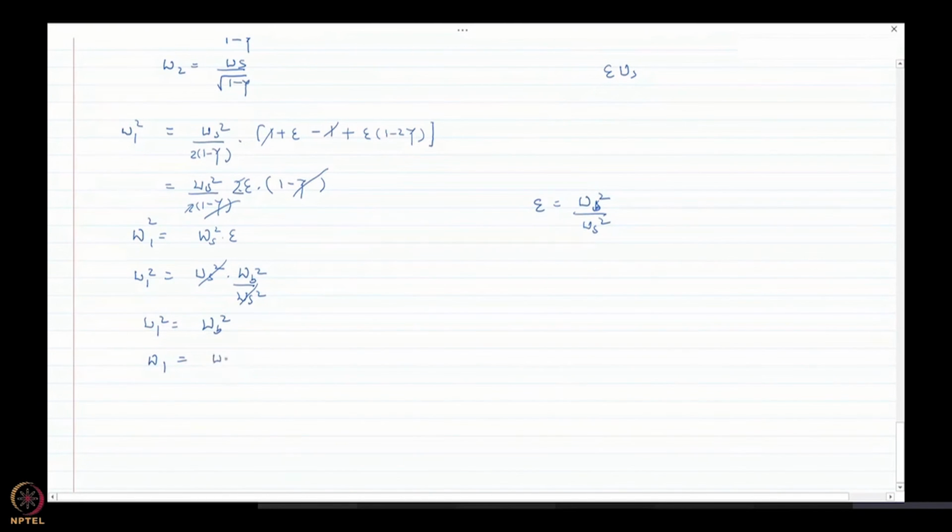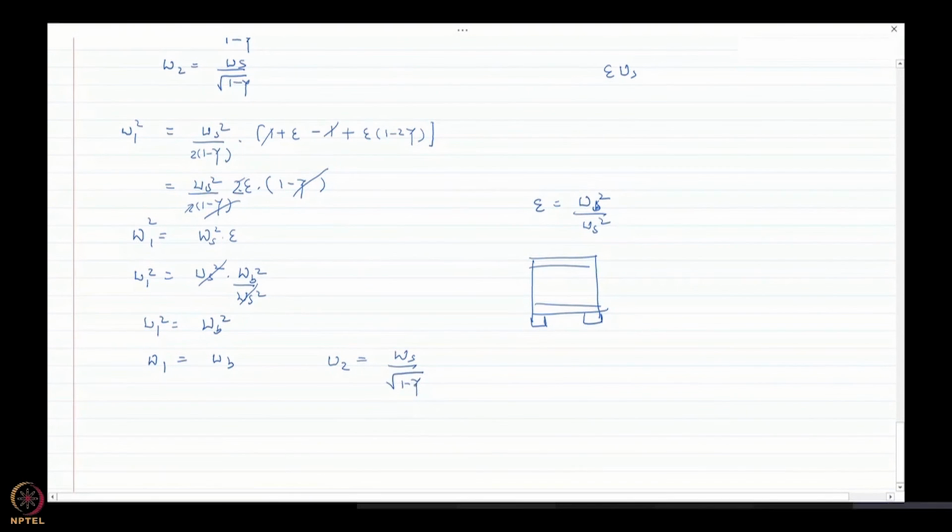What is omega b? What had we defined omega b as? Omega b was the frequency of the base isolated structure when considered as a single degree of freedom representation. Is it or is it not? And even when I solved a 2 degree of freedom representation of the same building, I am still getting my omega 1 as omega b and omega 2 as omega s divided by 1 minus gamma.